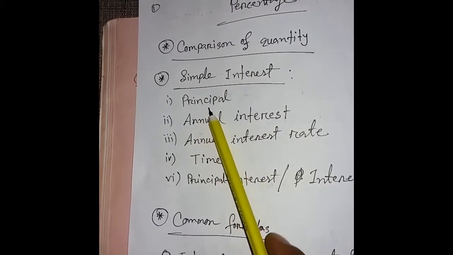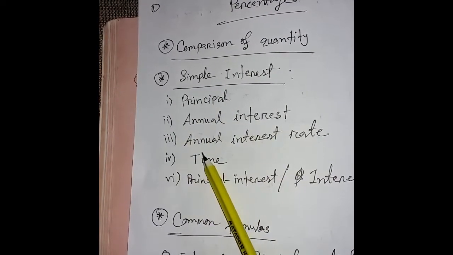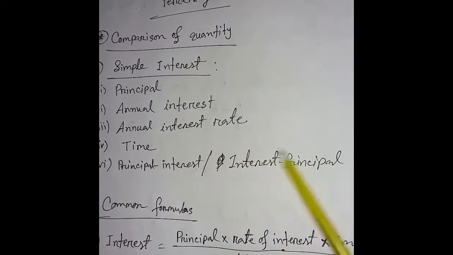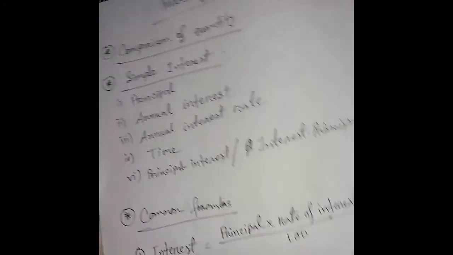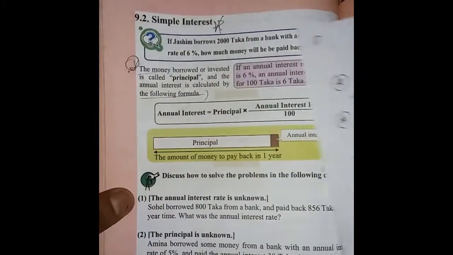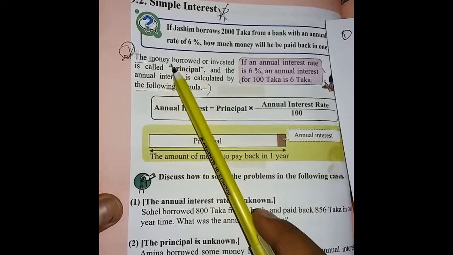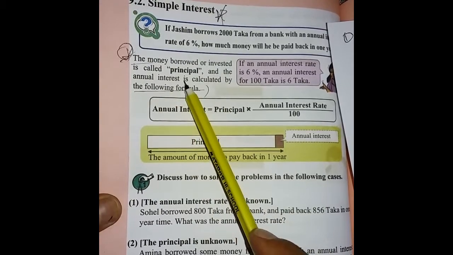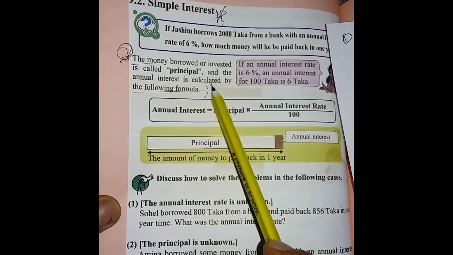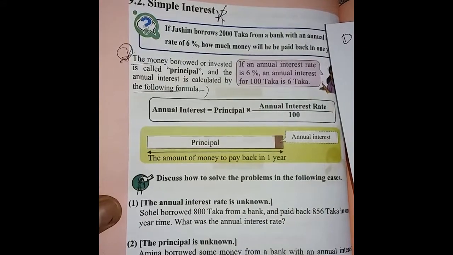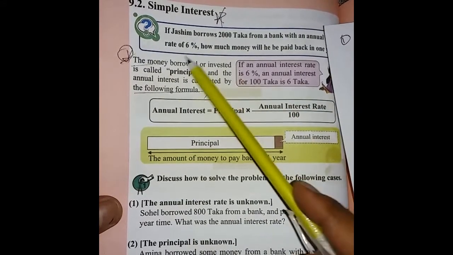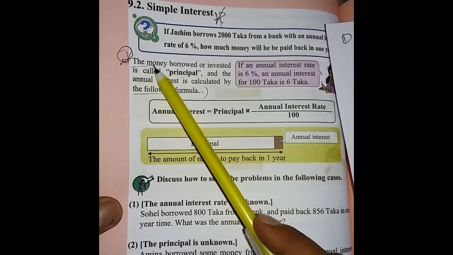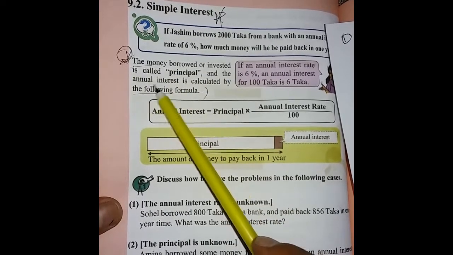You can see principal, annual interest rate, time, principal interest, or you can say interest principal. Now, what is principal? You can see in your book, it's given: the money borrowed or invested is called principal, and the annual interest rate is calculated by the following formula. We'll discuss the formula after some time. So now I think you already know that the money borrowed or invested is called principal.